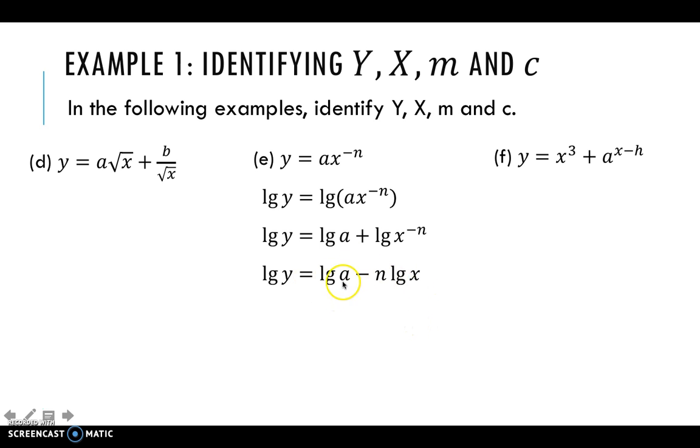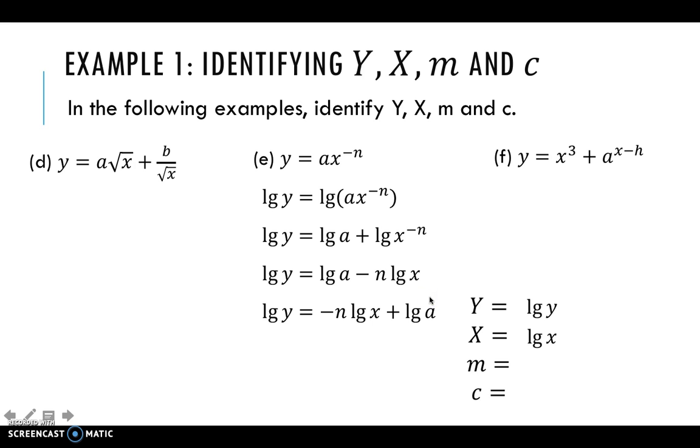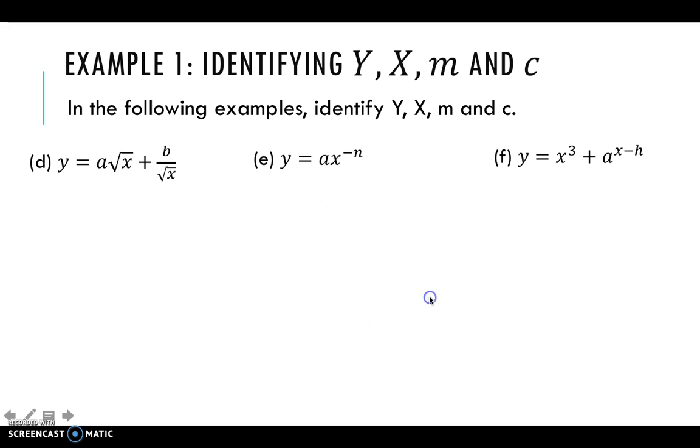Okay, now you realize that your y-intercept, your constant, is not at the outermost right hand side. So rearrange this, and it's very clear that here big Y is actually just log of small y, big X is log of small x, m is equal to negative n, and c is equal to log a.